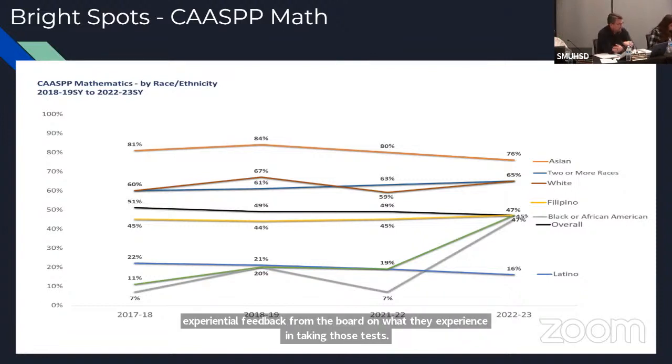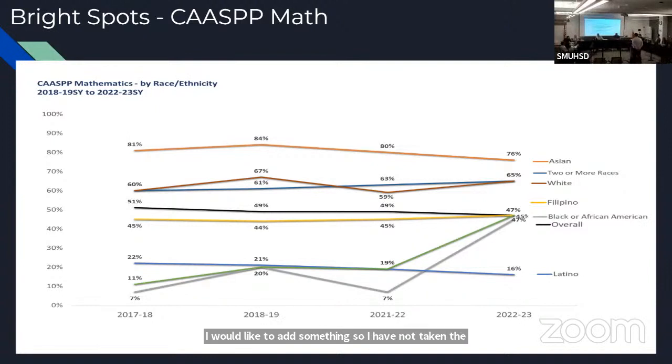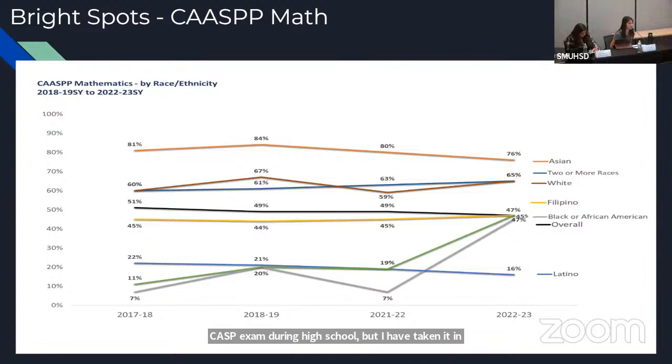I would like to add something. So I have not taken the CASP exam during high school, but I have taken it in elementary and middle school. And I think most students would agree, because a lot of the students would discuss it with each other after taking it, we all understand that the purpose of the exam is for the district to collect data on how well we're doing. And because we're all aware of that, and it does not affect our GPA or whether we're going to get accepted to a certain college, I think a lot of students go into taking the exam not really eager to do well, compared to the SAT. And this could be an issue which is affecting the data that we see here for a lot of the students that take it.